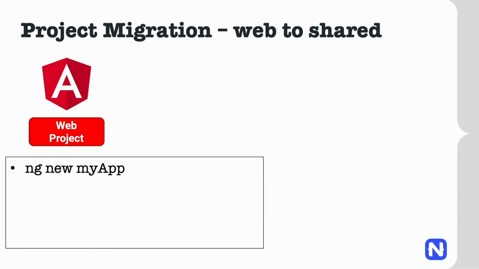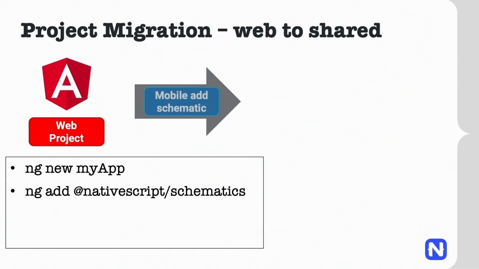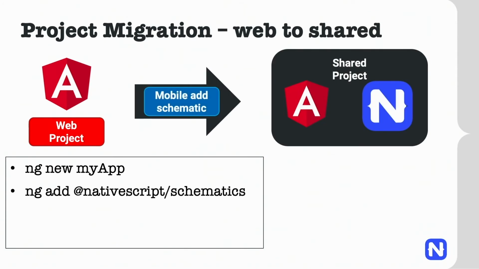Right? So 6 months ago, you ran ng new my-app, and you have this web project. Let's say you used ng update to keep your project up to date, because you should be at least on Angular 6 in order for it to work. And the next thing that you can do is actually call ng add @nativescript/schematics.